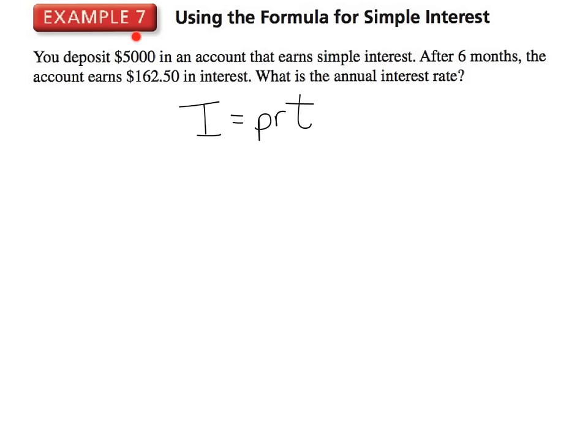Could you plug in 5,000 for the I? I'm sorry, for the P. The $162.50 in for the I and go from there? Absolutely. But what do we need to find? We need to find the rate. So let's solve for R first.